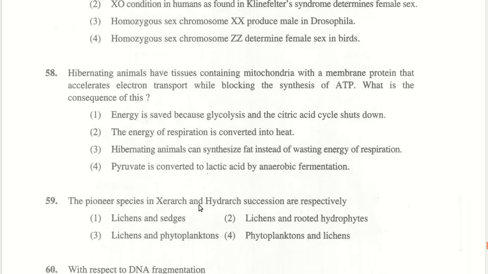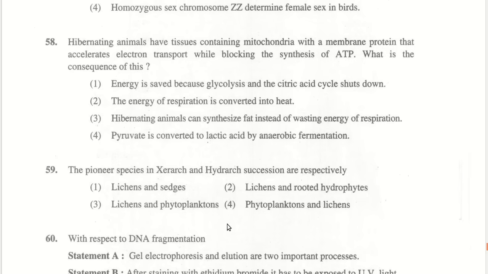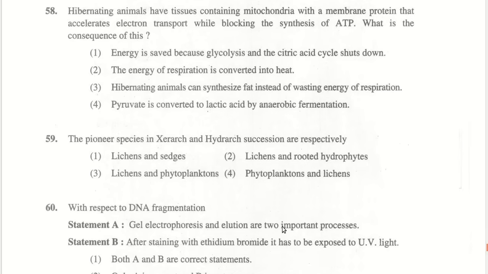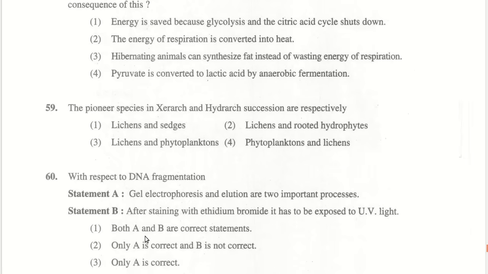The pioneer species in xerarch and hydrarch succession are respectively lichens and phytoplanktons. Third one is the right answer. With respect to DNA fragmentation, two statements are given. Statement A, gel electrophoresis and elution are two important processes. Statement B, after staining with ethidium bromide, it has to be exposed to UV light. Both A and B are correct statements. So 60th, the first one is the right choice, that is statement A and statement B are correct statements.